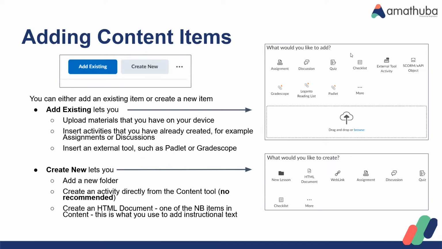So of the full range of Add Existing, the primary one is down here at the bottom, the drag and drop. So drag and dropping things from your PC or browsing your folder structure to add one or many files into your system. As I showed before, you can select a number of files and upload them together as a bundle. There are a range of other things you can also add here, which we'll be discussing more in a moment. So if you have already created an assignment, a discussion, or a quiz, you can also put those into your content structure, or checklists, Gradescope, Leganto reading lists, Padlets that you've made in Padlet already, etc.